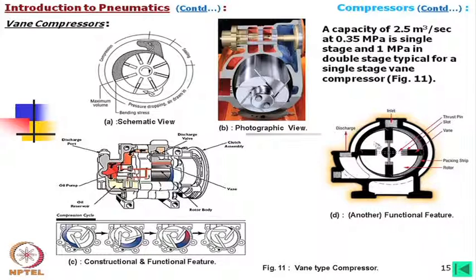And also if you look into this, in this case of course the vanes are straight. This shows how the thrust pins are provided, and then this is the packing strip, this is the rotor, and there is the slot, vanes, etc. This is a functional feature. Maybe here also the straight type vanes are used. Here also, as you find, the vanes are straight.